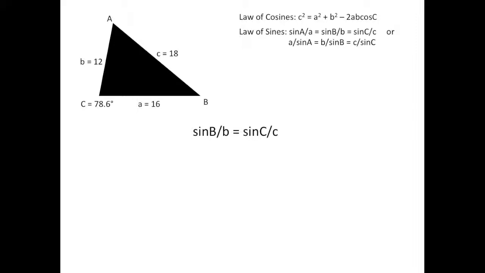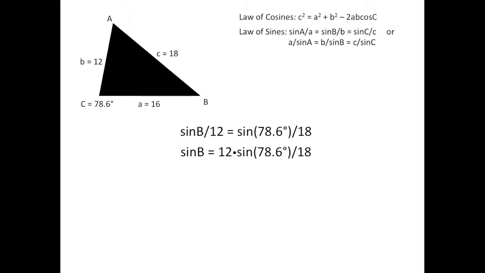We can choose either angle B or angle A to solve next. We chose angle B, so we're going to use sine of angle B over B is equal to sine of angle C over C, because we know both angle C and side length C. We plug in our values to get sine of angle B divided by 12 is equal to sine of 78.6 degrees divided by 18. We multiply both sides by 12 to get sine of angle B isolated.